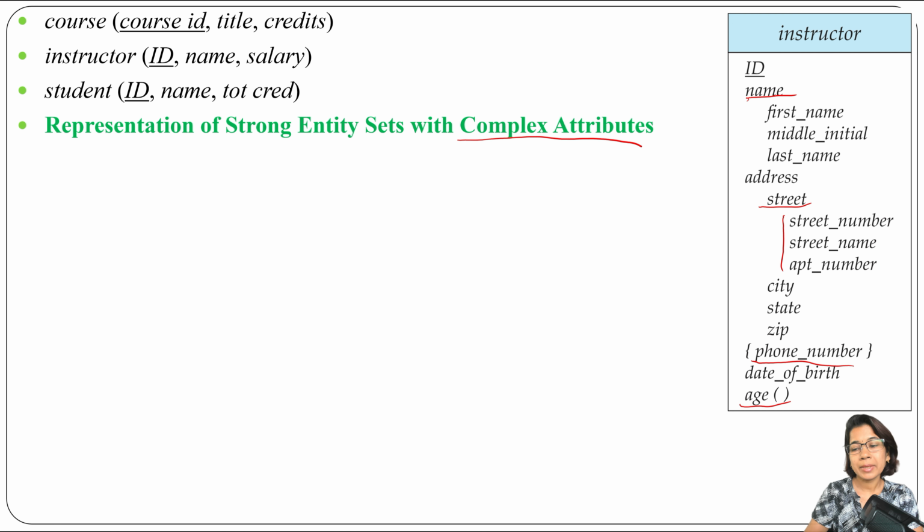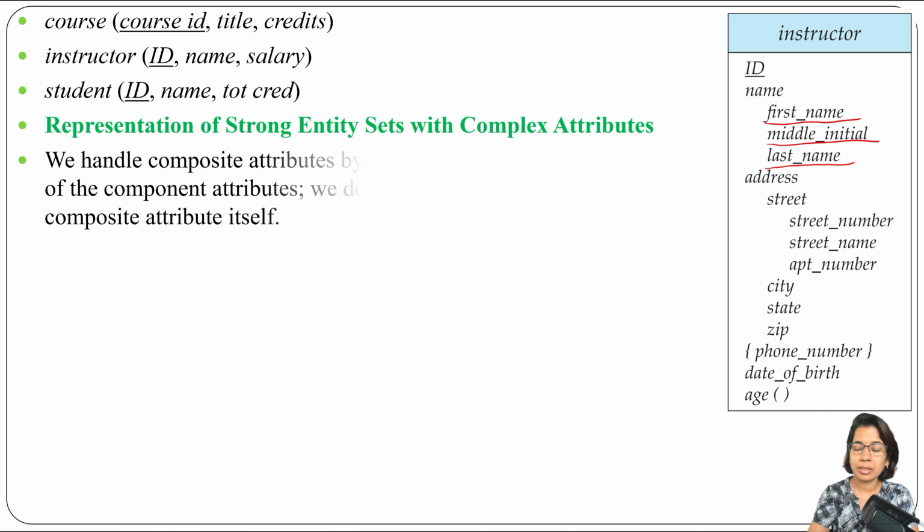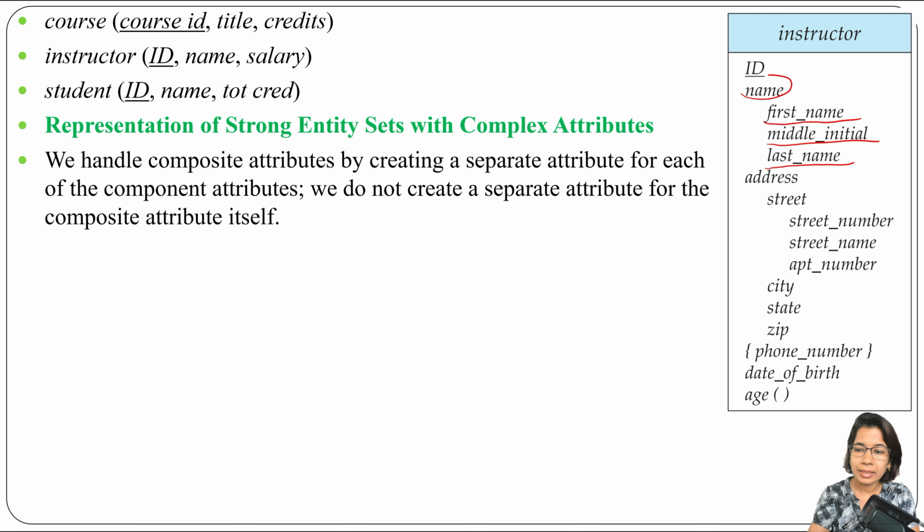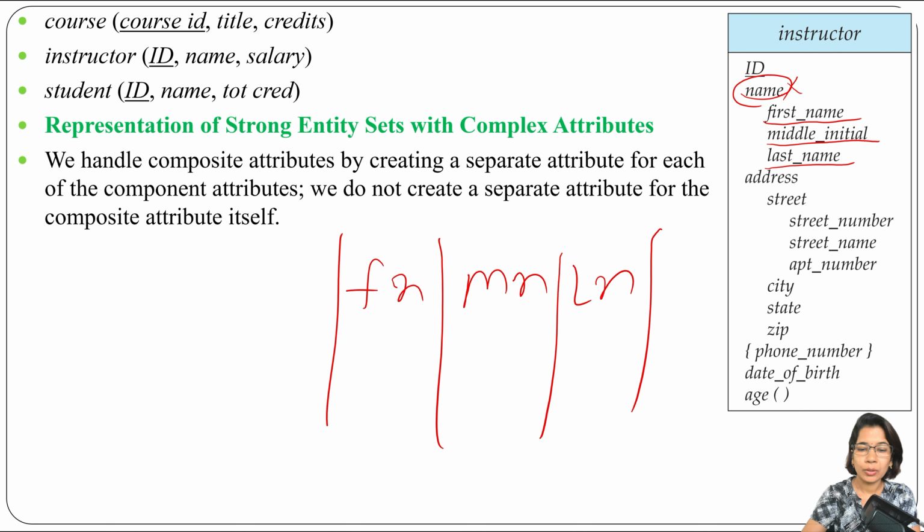So how can we represent these complex attributes in the relational schema? We deal with composite attributes differently. We'll write first name as one attribute, middle name as one attribute, last name as one attribute, and we'll not write name. Okay, so we'll create a separate attribute for each of the component attributes, and we will not create a separate attribute for the composite attribute itself. Means in the table directly we'll write first name, middle name and last name. Okay, and there will be no name.